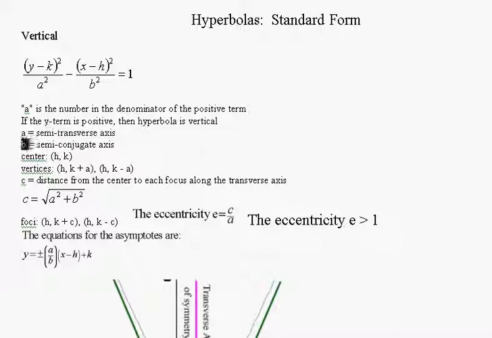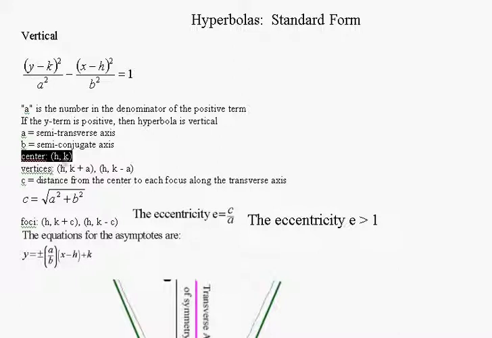B is the conjugate or the semi-conjugate axis. So that's the square root of the small number. And that's the distance. We're going to go up and down to find portions of that box. The center is still HK, but be careful. If we put the fraction that's not being subtracted first, don't just grab these numbers in the parentheses from left to right. H is the opposite of what's in parentheses with x. K is the opposite of what's in parentheses with y.